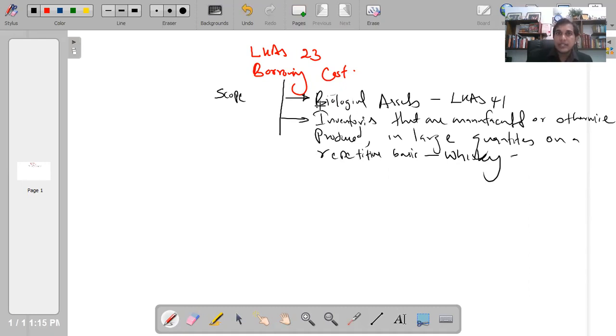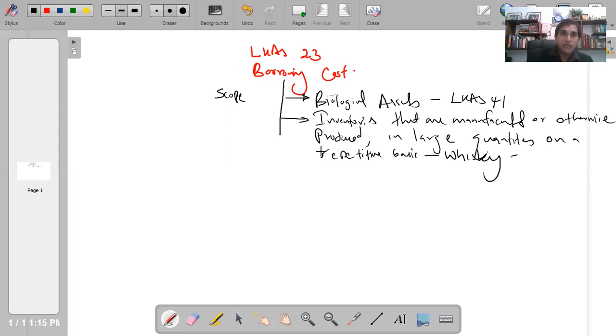So in this type of case, even though this is a qualifying asset, because it will take a considerable amount of time, that could be identified as a qualifying asset. Even though that is a qualifying asset, if it is manufactured in large quantities on a repetitive basis, that would be eliminated from the scope of LKAS 23.